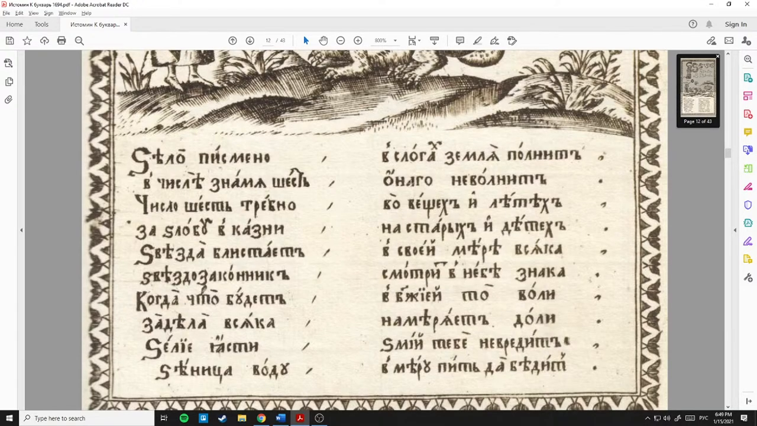Онаго, which is which or that, genitive. Rumor goes that. Interesting, I didn't know that. Число шесть требно. Требовать is needed, right? Требно. So number six or six of something needed во вещах и летях, in things and years.